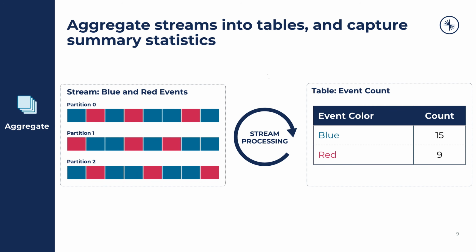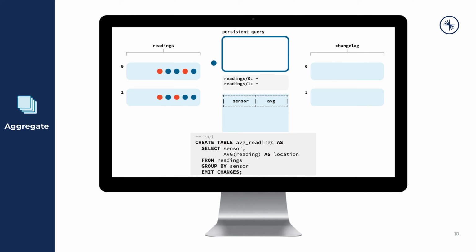KSQL DB can be used to aggregate streams into tables and capture summary statistics over a window of time within the stream. These tables can then be subsequently joined with other tables and streams. In this example, we're using stream processing to get a count of the number of widgets by color type within the topic.